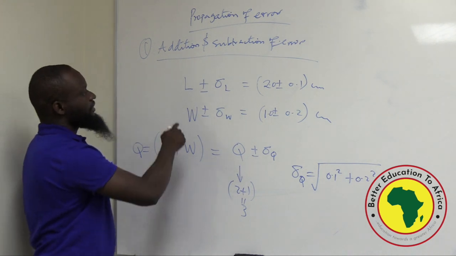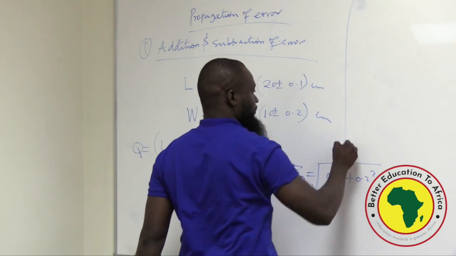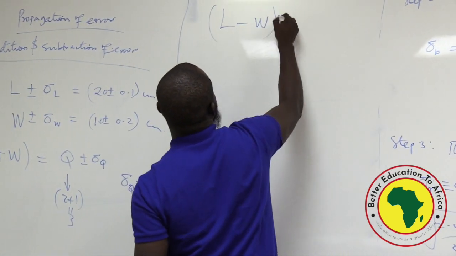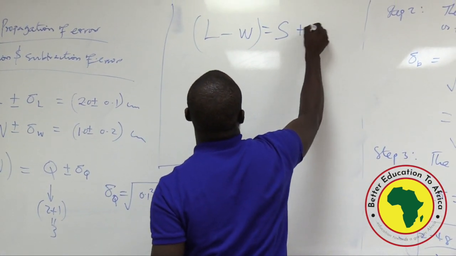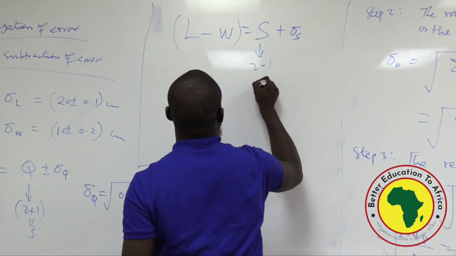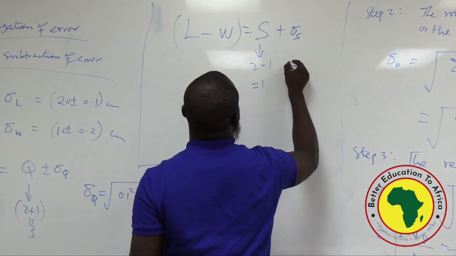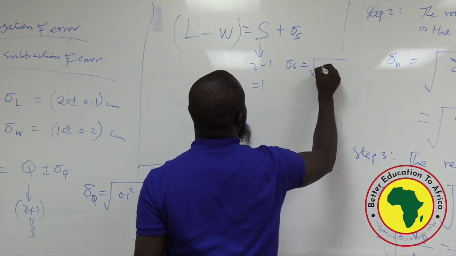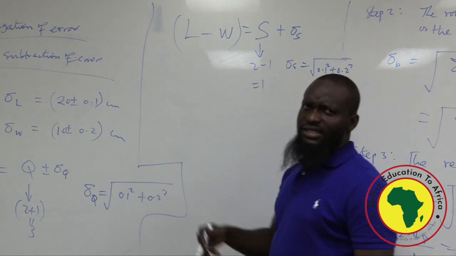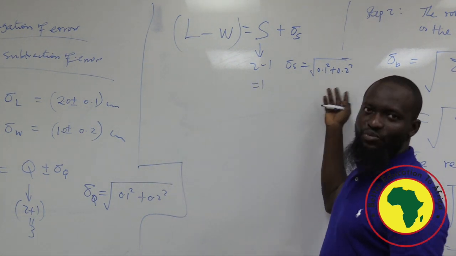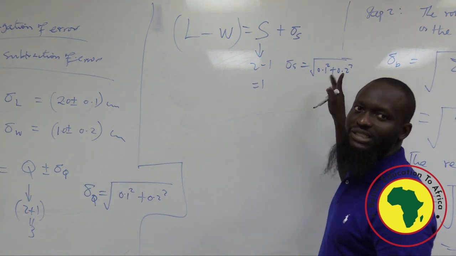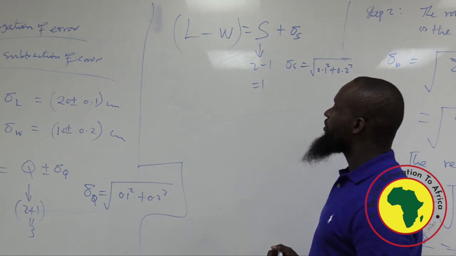So if it was L minus W, say this is S, it will give me S plus minus delta S. S is just 2 minus 1, which is 1. So what is delta S? Delta S is the same: the square root of 0.1 squared plus 0.2 squared. So whether you are subtracting or adding, the error part is calculated the same way. You don't put a minus here for subtraction. It's the same plus.